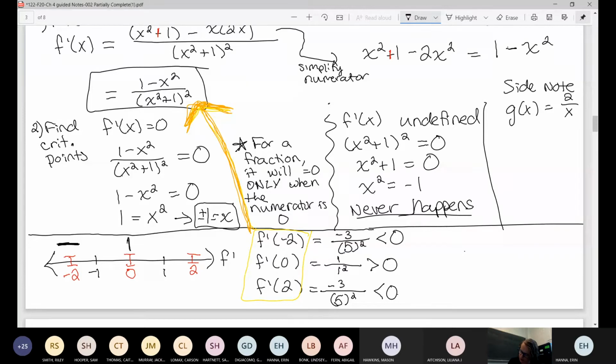When I plugged in 0, I got a positive number. That's a really bad plus sign. I tried to make it thicker and it didn't work out. There we go. A little better. And then when I plugged in +2, I got a negative number as well.